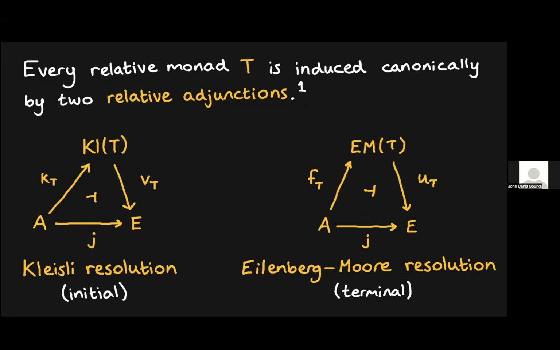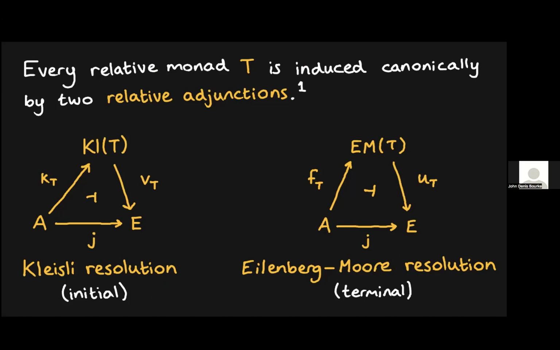What will be more important for the talk is the notion of relative adjunction, which I will define in just a moment. But the intuition is that just as a monad is induced canonically by two adjunctions, the Kleisli adjunction and the Eilenberg-Moore adjunction, so too is a relative monad induced canonically by two relative adjunctions, the Kleisli relative adjunction and the Eilenberg-Moore relative adjunction.